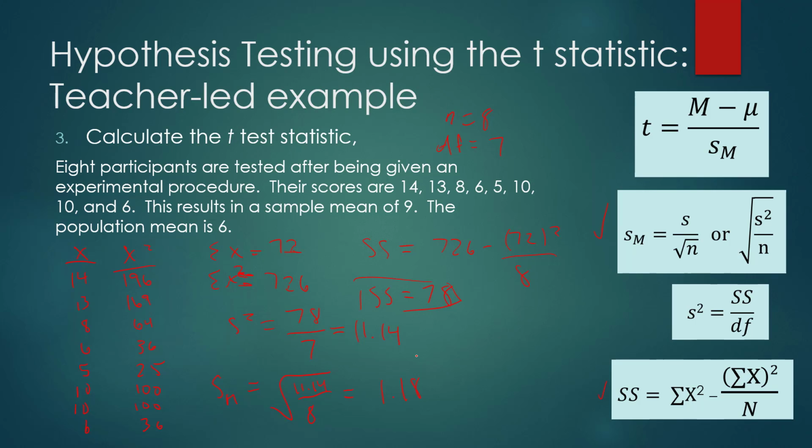Now I need to calculate my t value, my t-score. So I'm just going to erase these numbers out here, so I have some space to do it. And my t statistic is going to be the sample mean here, which was 9, minus our population mean, which was 6. So this is the measured difference between the sample mean and the population mean. And then I'm going to do my expected difference, which was 1.18. And when I calculate that out, it gives me a 2.54.